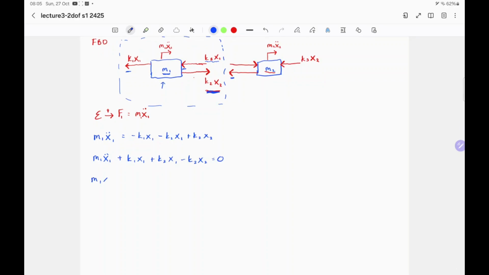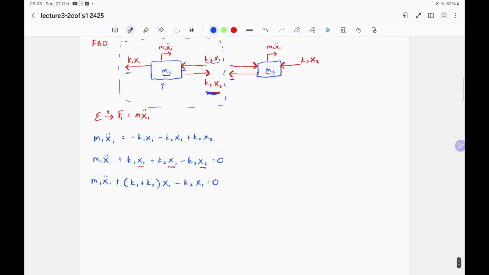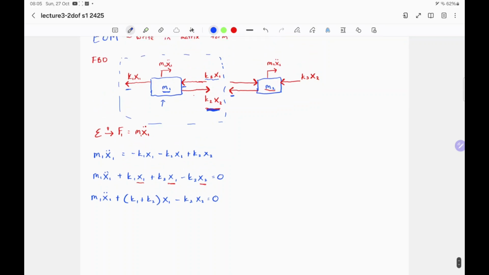And we simplify. Why do we need to simplify? Because in the end we're going to put it in matrix form. So write things with x1 first, followed by x2. So m1 x double dot 1 plus (k1 plus k2) x1 minus k2 x2 is equal to 0. So we are done with mass number 1. Next, we do mass number 2.